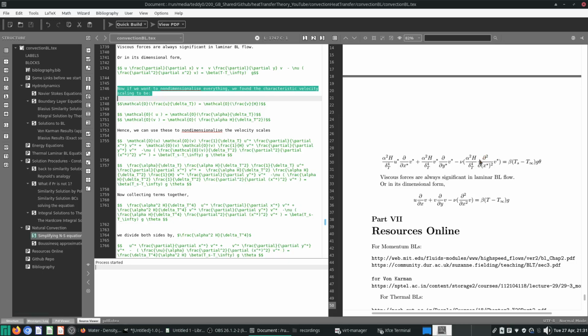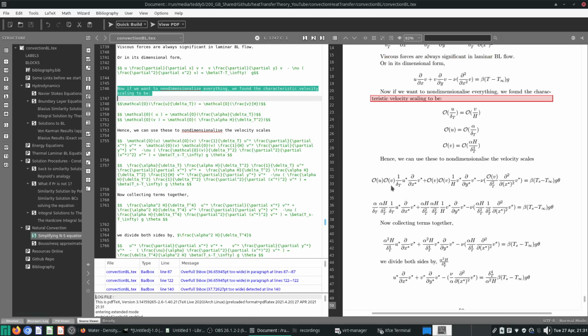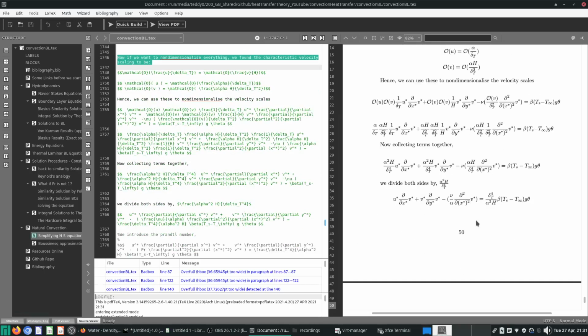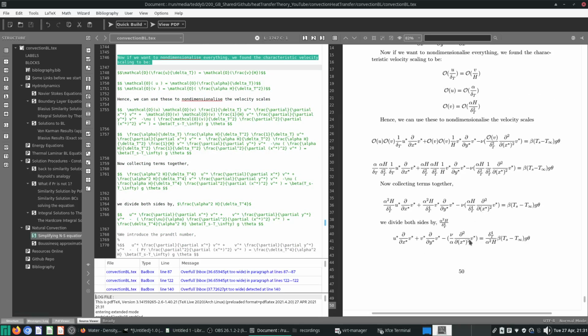Okay, I actually made some redundant steps. I did the substitution here and found exactly the same result, so I'm just going to leave it over here. Most importantly, these three lines are basically what we did just now. We replaced the order of magnitude of u and v with alpha over delta t, alpha h over delta t squared, and so on. We collect them all together, and we see we cannot take out any more terms.